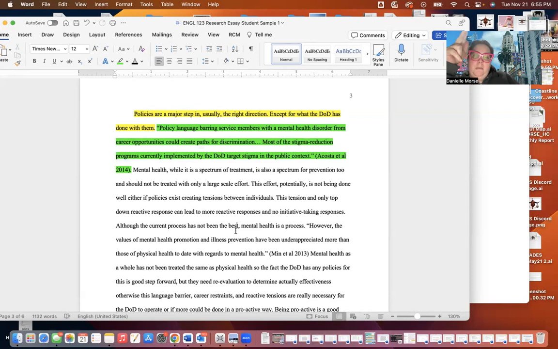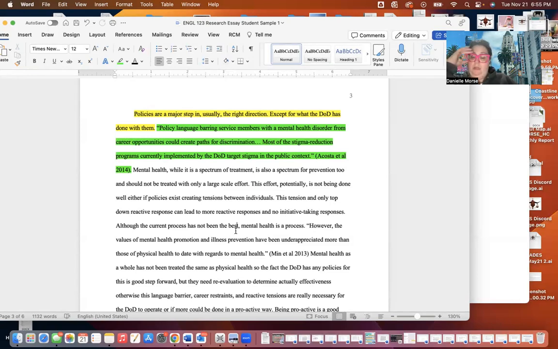Before I say anything about that quotation, note how there's no transition between the yellow and the green. And then after the green, we have mental health. While it is a spectrum of treatment, is also a spectrum for prevention too, and should not be treated with only a large-scale effort.